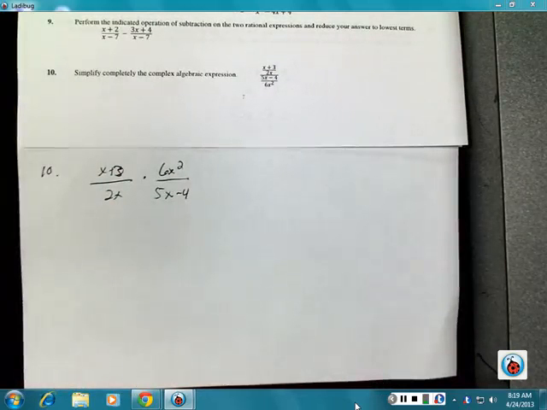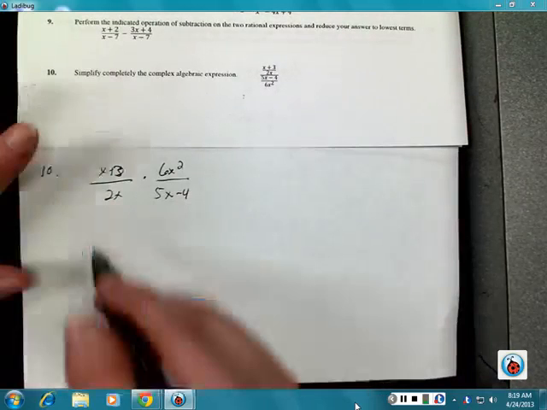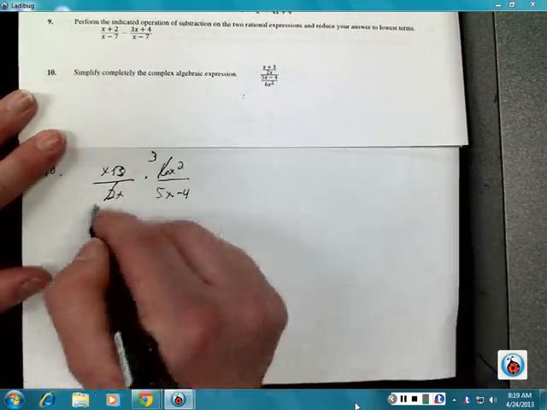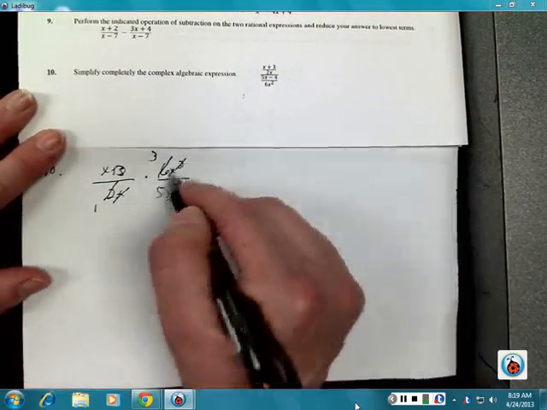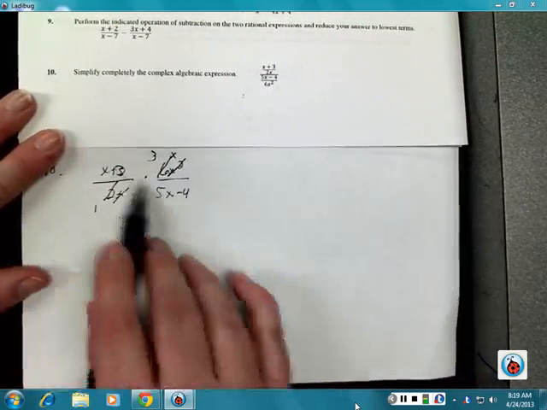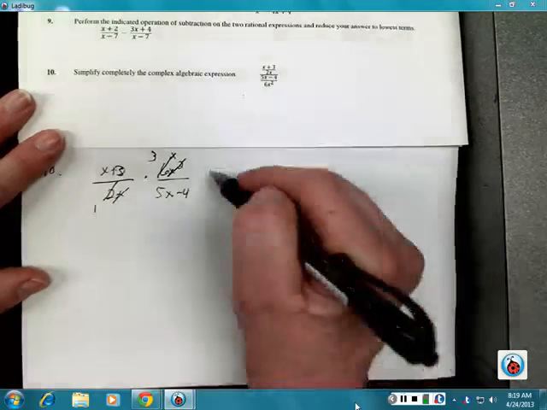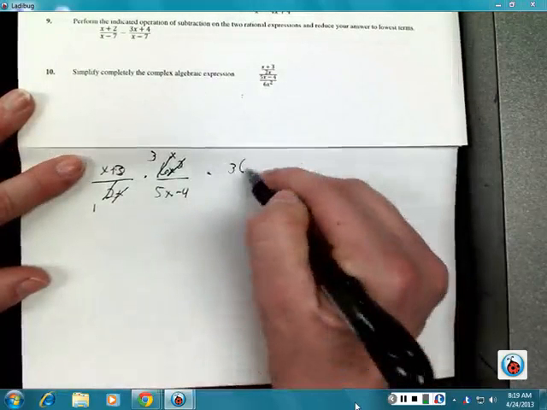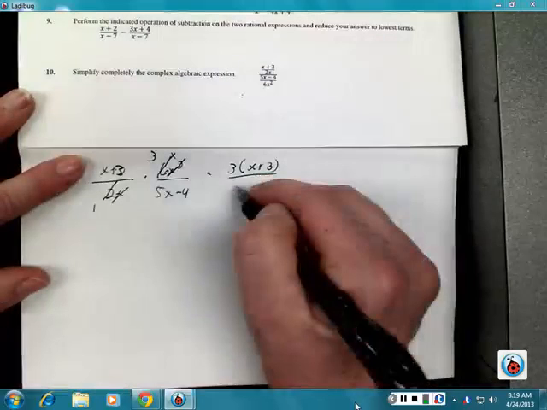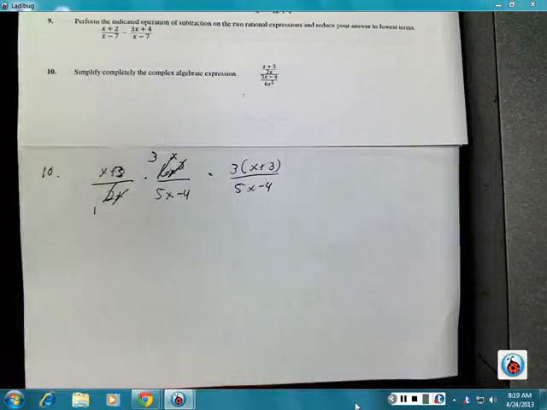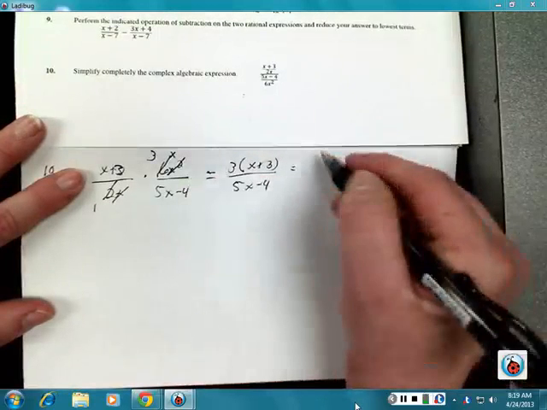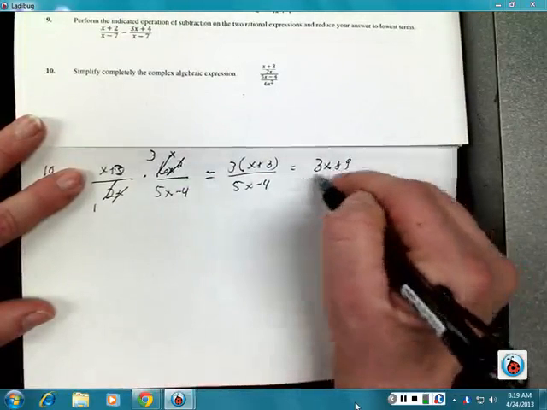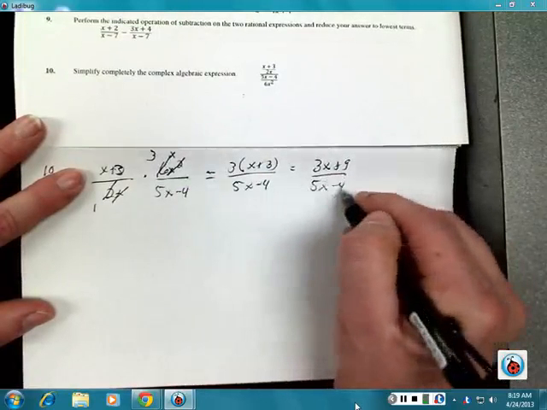Can I cancel anything in there? Yes. What can I cancel? The 2 and the 6 gives me a 3 and a 1. The x and the x squared leaves me an x. What about this way? Can I do anything there? No. Can't do anything there, so I'm left with 3 times x plus 3 all over 5x minus 4. And I think you can get by leaving it that way, but if we did finally finish it, we would end up with 3x plus 9 all over 5x minus 4.